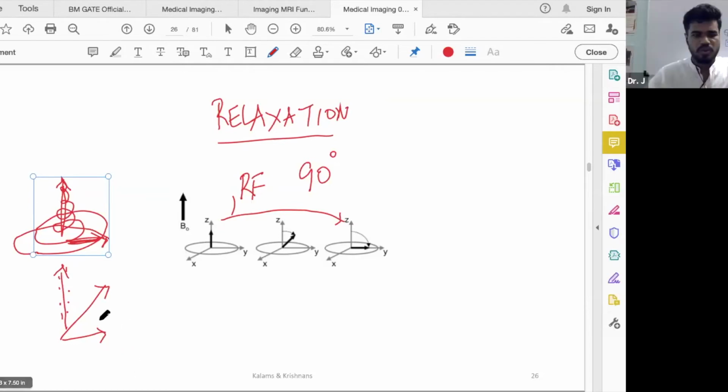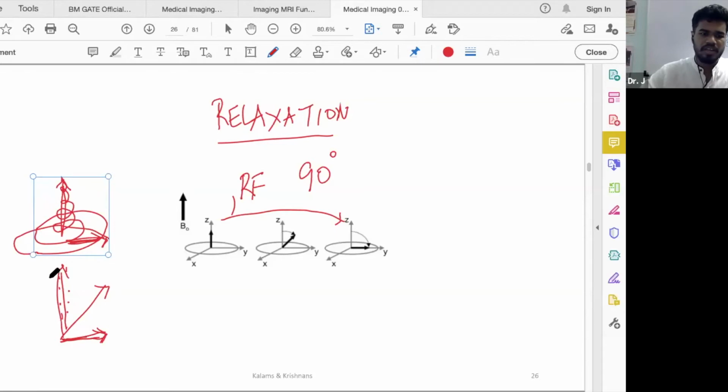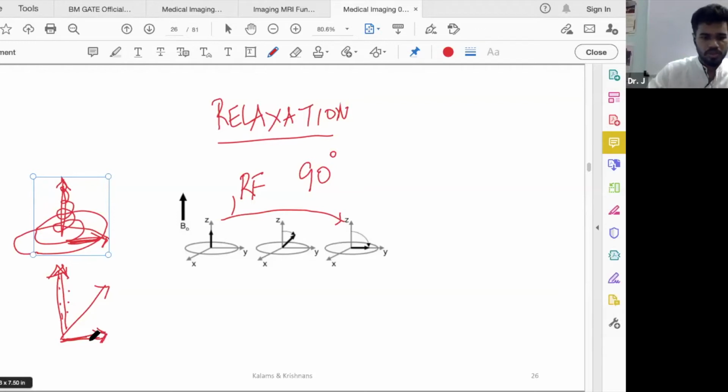Okay. So now what would happen to this component over time in the transverse plane? It will decrease. What would happen to this component in the longitudinal plane? That will increase. Okay. So relaxation of this component is known as T2. The time constant associated with that is known as T2 relaxation. And of course, the physical things that are going on, all that is termed as T2. The relaxation that happens here in the longitudinal axis is known as T1.